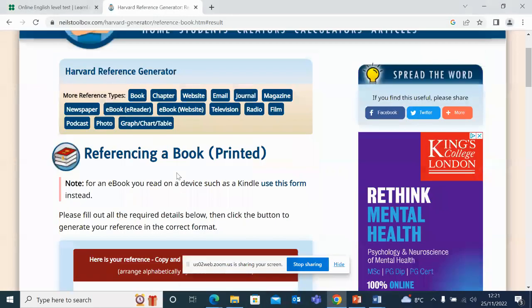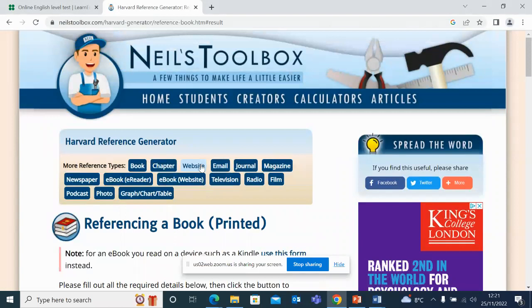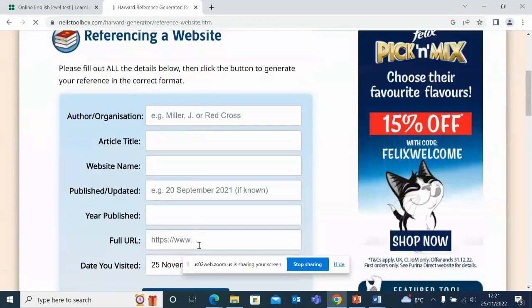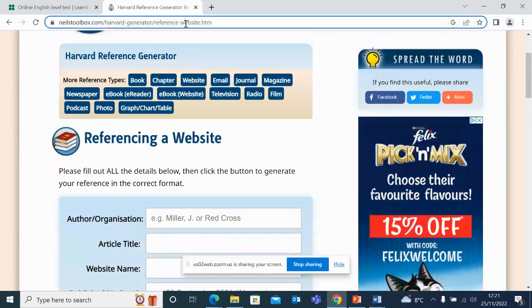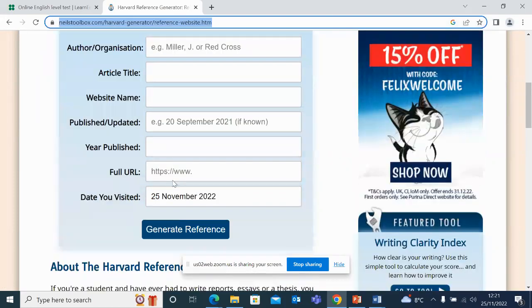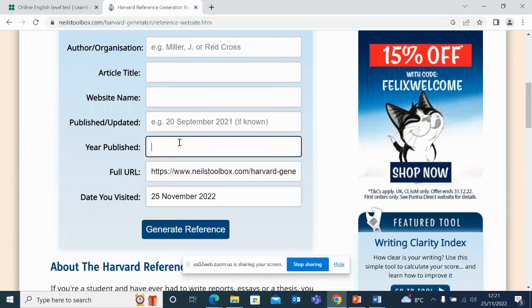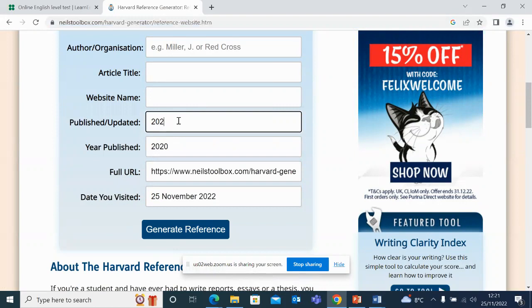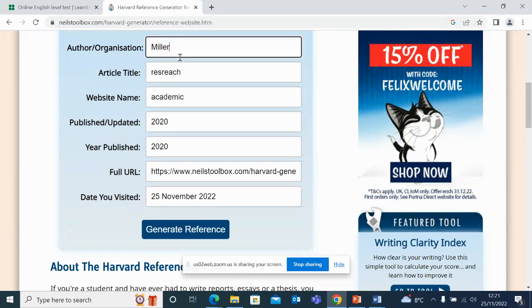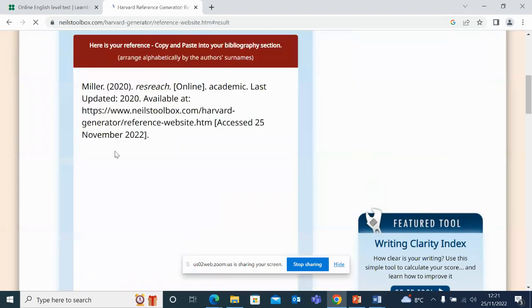Okay, website. If you go back to this, can you see this again? It says website. So you click on that. You put all the details in there. Let me give you an example again. So this is the website. We've just copied this website. Okay, published 2020, updated 2020, and then website name is academic, and then article title, maybe just put research. I'll just show you so you have an idea. Okay, Miller. So you will get all this. There, can you see that it's created that?